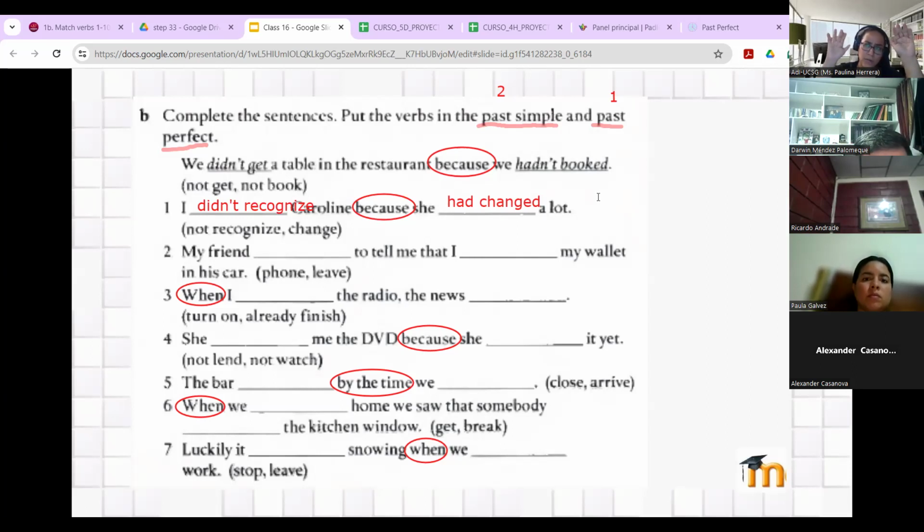Yeah? Also? Okay, I cannot see you, Darwin. I can only see your hair. Okay, there I can see you. Okay. So it is like that.